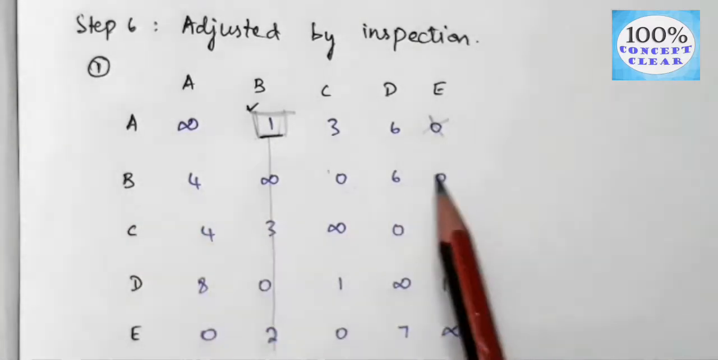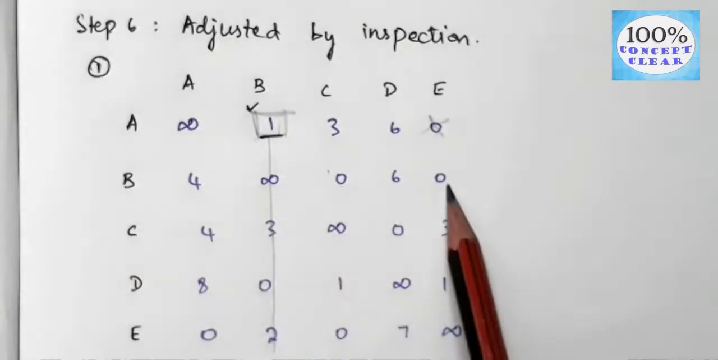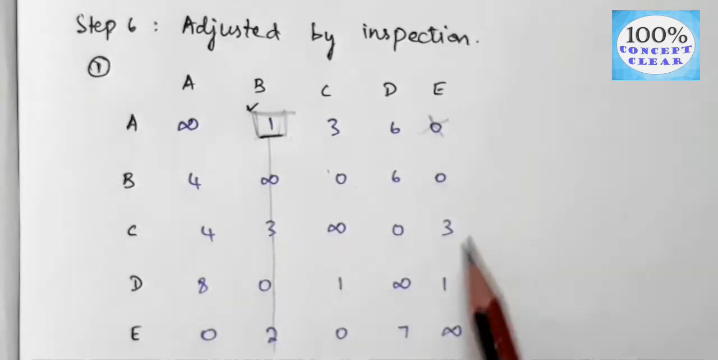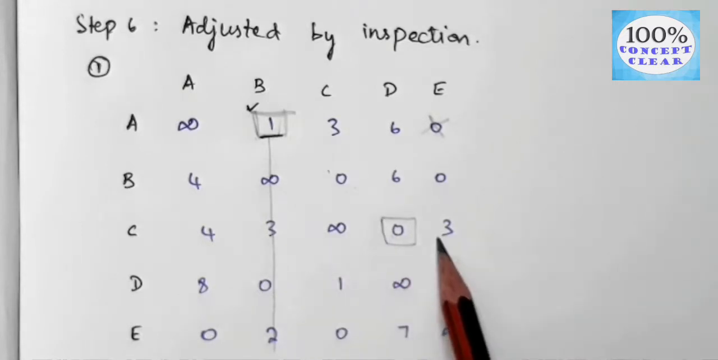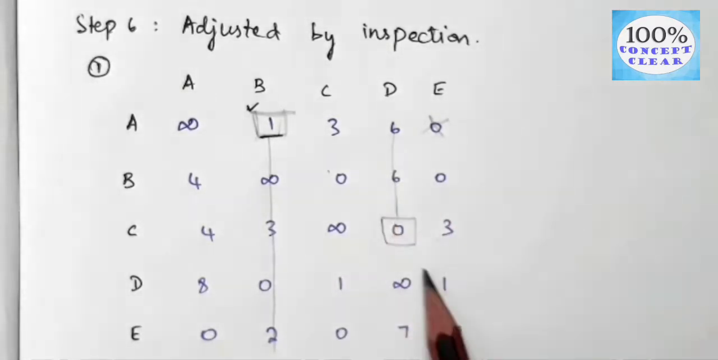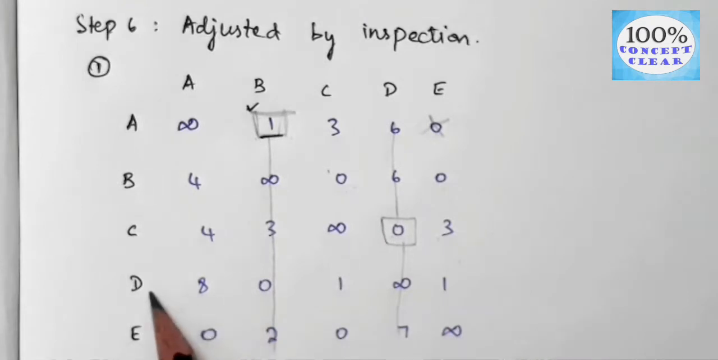Now in the second row we have 2 zeros, so skip the second row and move to the third row. In the third row we have 1 zero, so mark that 0. We marked this row wise, so we can cancel column wise. Now in the fourth row there are no zeros, so skip the fourth row and move to the fifth row. In the fifth row we have 2 zeros, so skip the fifth row. Now we have completed row wise.